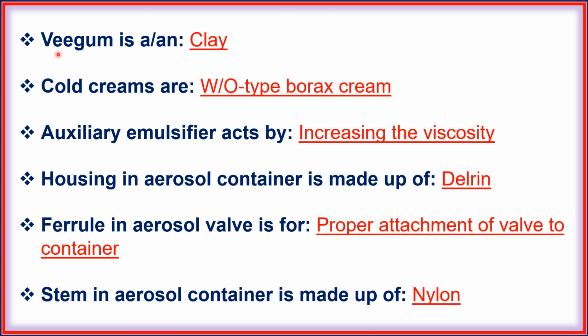Next, Veegum is clay. Next, cold creams are W/O type borax creams. Next, auxiliary emulsifiers act by increasing the viscosity. Next, the housing in an aerosol container is made up of Delrin. Next, the ferrule in an aerosol valve is for proper attachment of the valve to the container. Next, the stem in an aerosol container is made up of nylon.